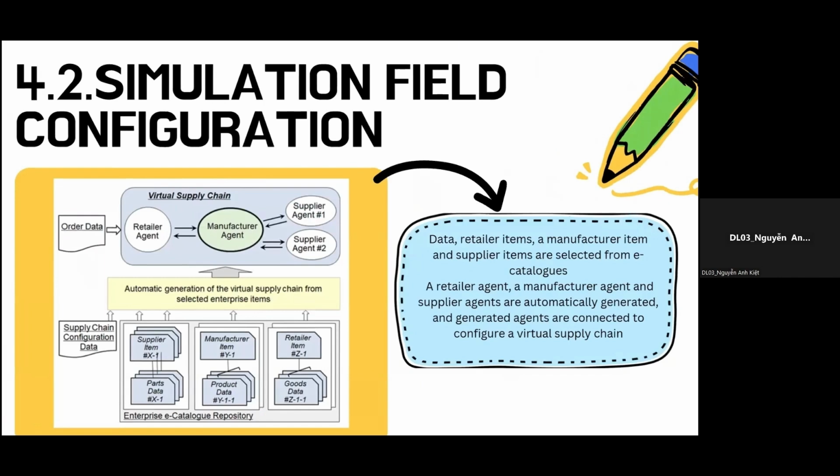Next, we will move to the simulation view configuration. In this picture, the data, retailer item, manufacturer item, and supplier item are selected from the catalog, and a retailer agent, a manufacturer agent, and a supplier agent are automatically generated, and the generated agents are connected to the configured virtual supply chain.